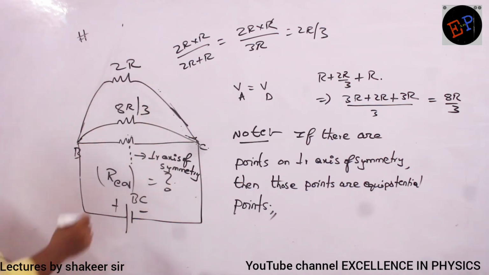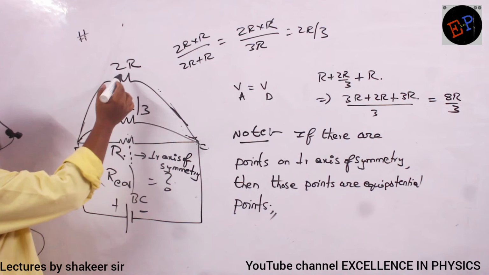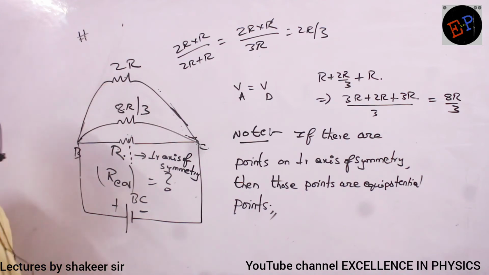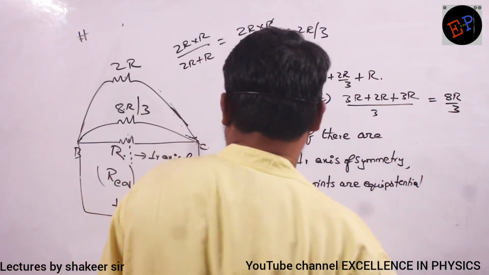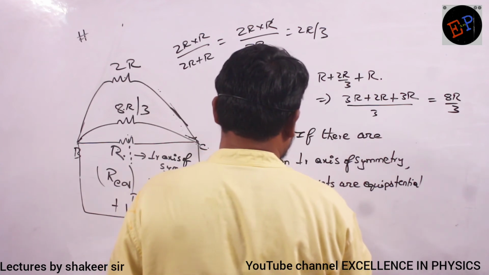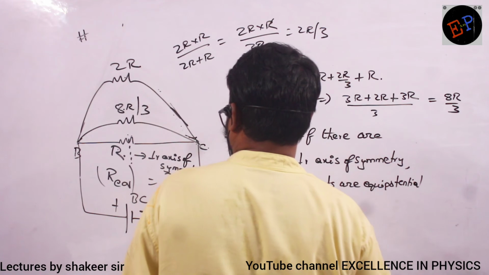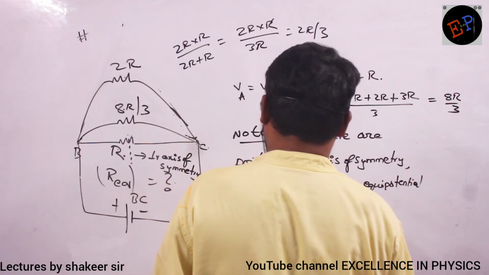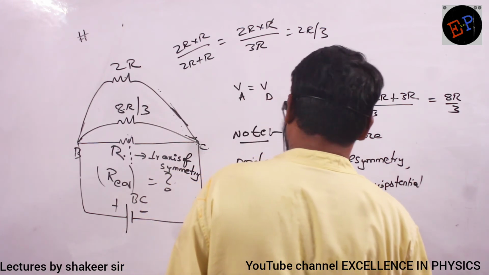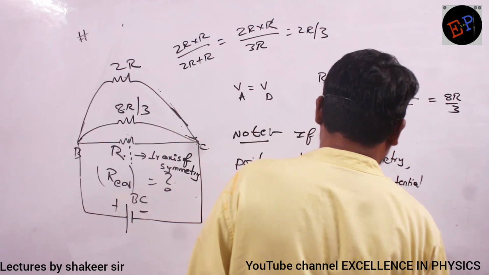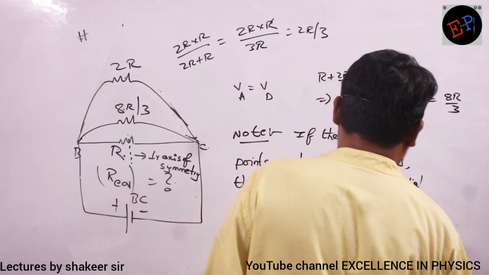Clear, no? Now which resistors are in parallel? 2R, 8R by 3 and R. They are connected in parallel connection. Clear? So therefore what is the equivalent resistance? 1 by R equivalent is equal to 1 by 2R plus 3 by 8R plus 1 by R.